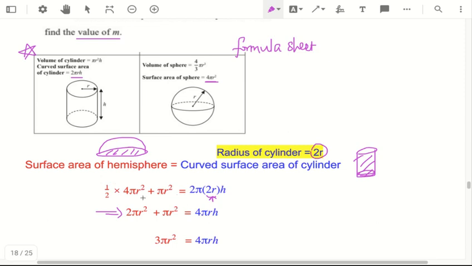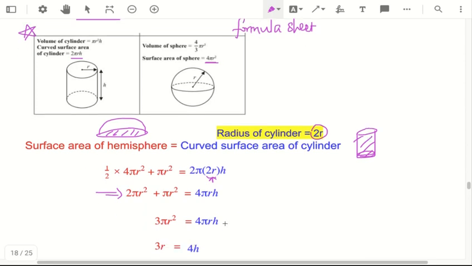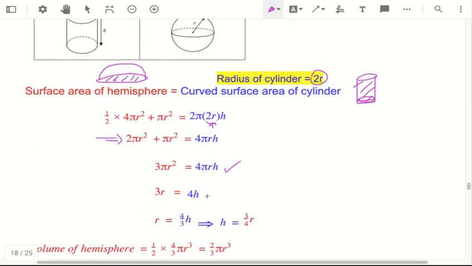Okay, so how do we simplify it? Half times 4 pi r square plus pi r square. So let's simplify this to 2 pi r square plus pi r square. Then we get 4 pi r h. Okay, then we get this. And finally we get this. And you get this. Yeah. Okay.